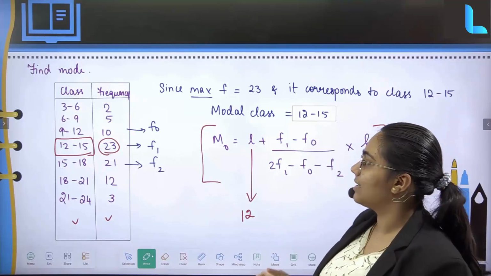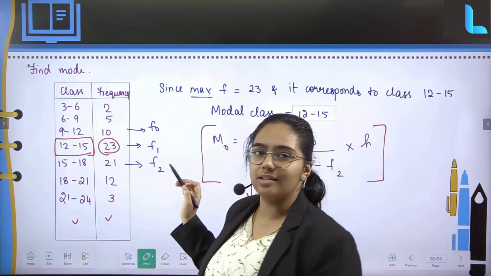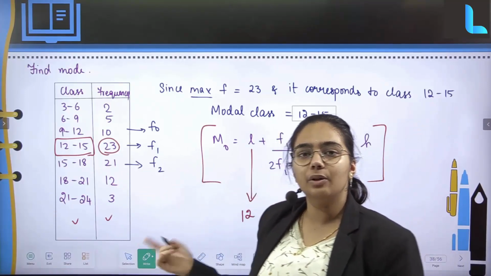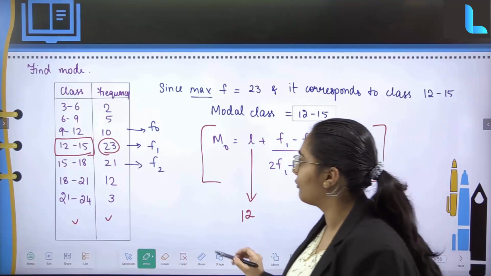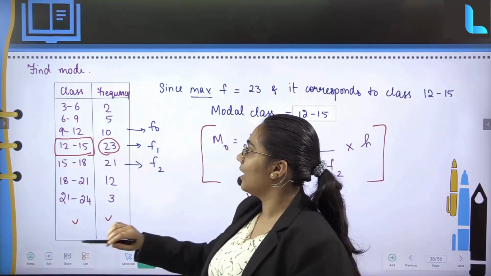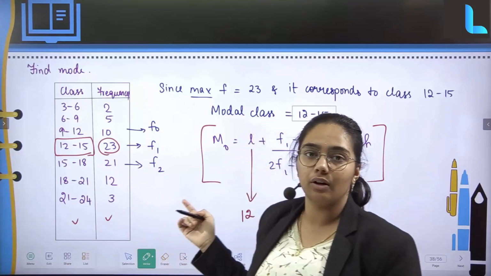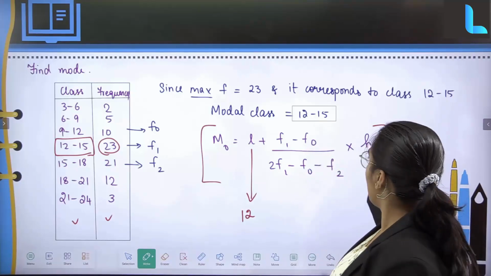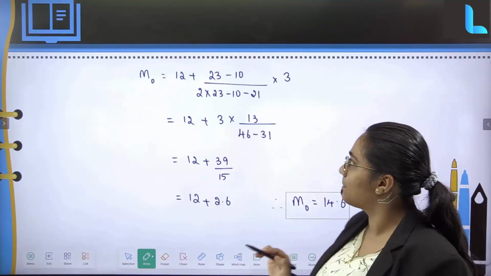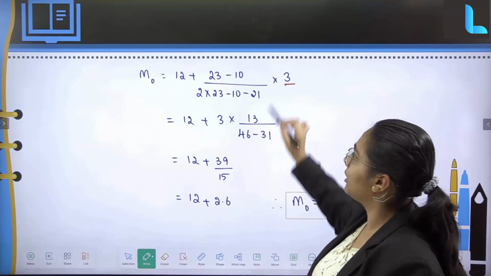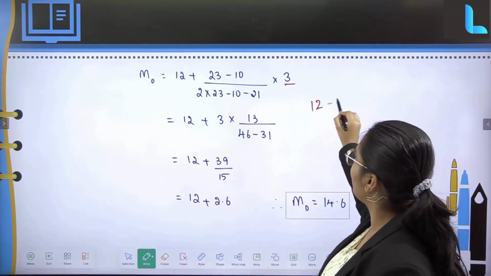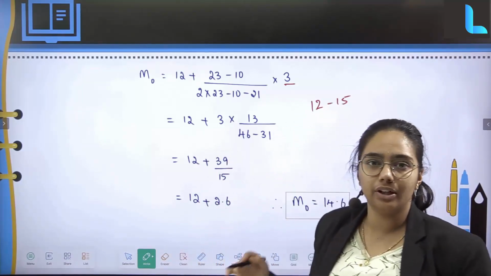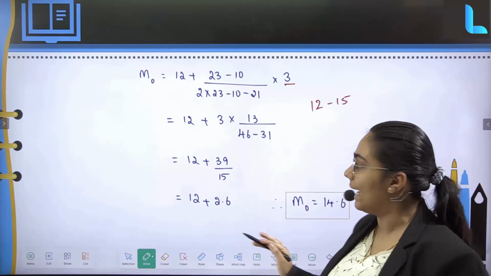And what is f1 minus f0? As I have said, first write f1. Previous to it is f0, the preceding frequency. After f1 is the succeeding frequency, f2, which you have to consider. So I have written f1 is 23, f0 is 10 and f2 is equal to 21. And what is h in this question? Here h is going to be 3, because it is between 12 and 15. Now I have all the values: f0, f1, f2, everything.